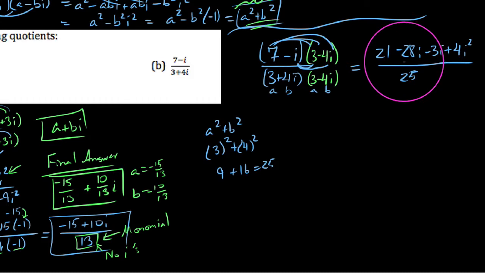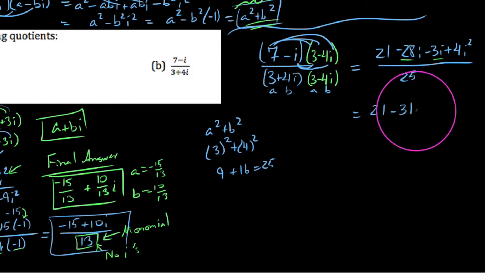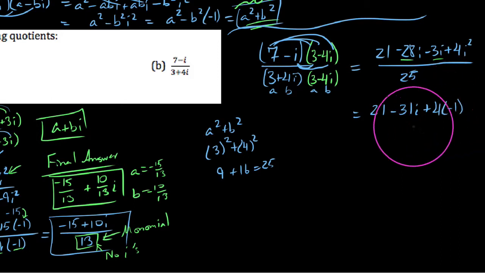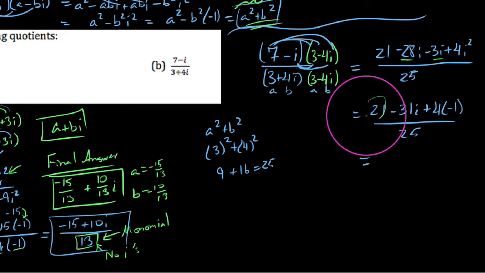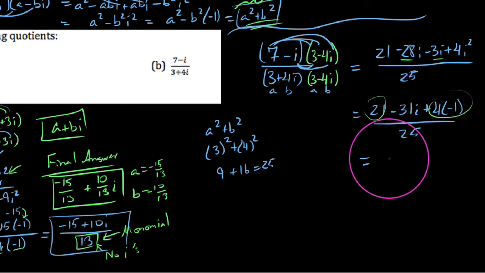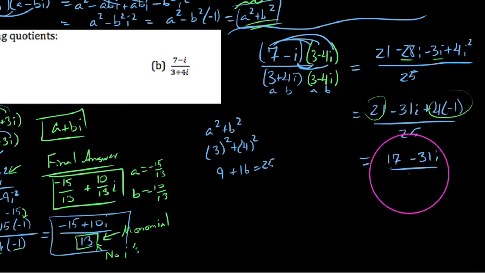Simplifying the top, let's combine these like terms. We get 21. A negative 28 minus 3 more would be negative 31i. And last but not least, this i squared is a negative 1, so we say plus 4 times negative 1, and this was all over 25. Furthermore, a positive 21 and a negative 4, 21 minus 4 is 17. So we say 17 minus 31i on top, all over 25.